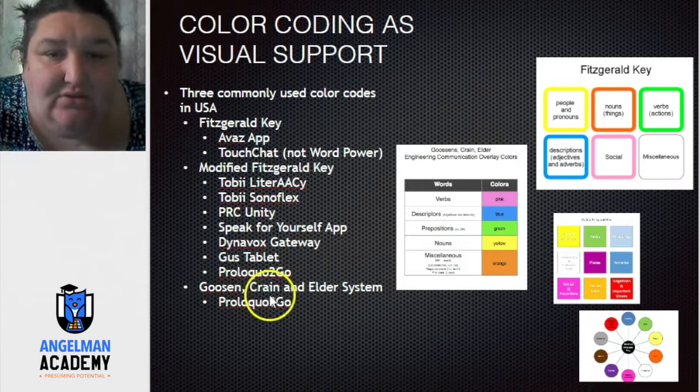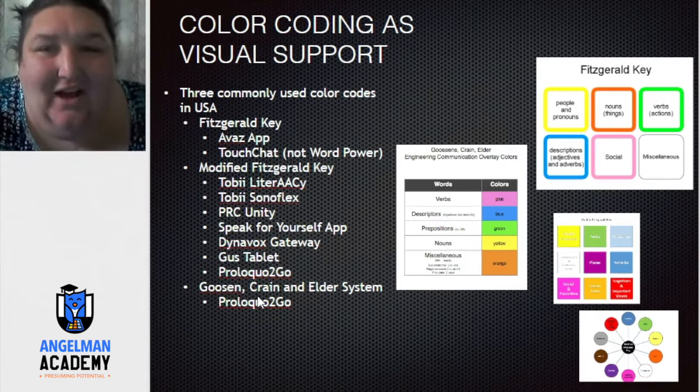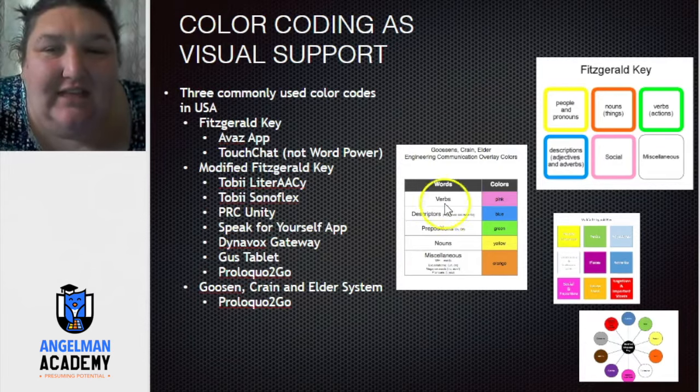And the other option is Goossens', Elder and Crane. Prentke Romich's Unity comes set up in Goossens', Crane and Elder. We always say Goossens', Elder and Crane, but I guess all the written things say Goossens', Crane and Elder. So many years ago, back in the 80s and 90s, they worked on something called engineering the communication environment, and they used color coding for that. So for them, the verbs are pink, adjectives are blue, like in the Fitzgerald key, prepositions are green, nouns are yellow, so again, the same as people here, but miscellaneous are orange.